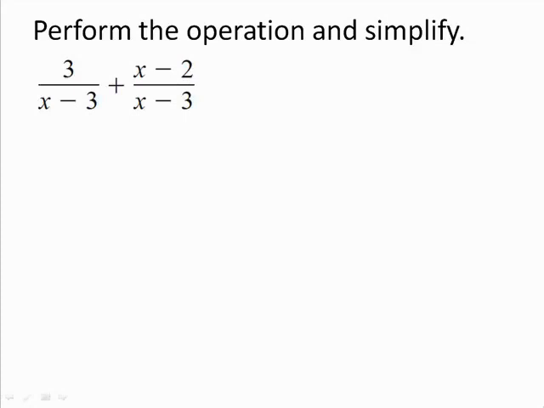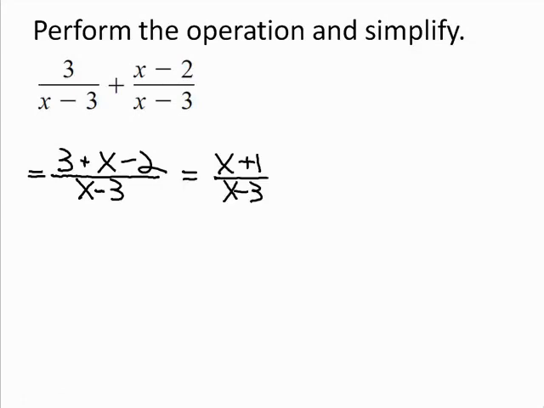Perform the operation and simplify. 3 divided by x minus 3 plus x minus 2 divided by x minus 3. These two fractions have the same denominator, so you can add the numerators together. You get 3 plus x minus 2 divided by x minus 3. Combine like terms in the numerator. The simplified expression is x plus 1 divided by x minus 3.